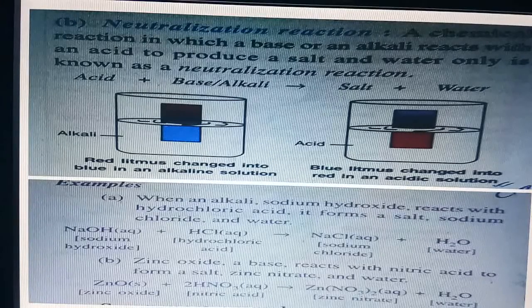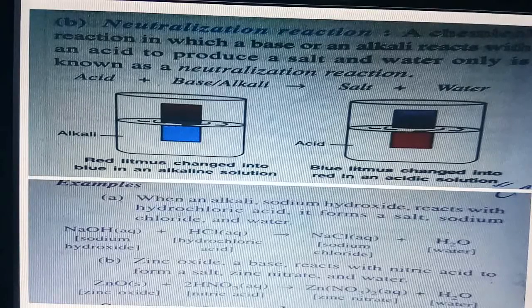So salt will have a basic part as well as an acidic part. Sodium is the basic part and Cl is the acidic part. Then it forms a salt, and then water is formed. Water is neutral and salt is also neutral. Then another example: zinc oxide, which is a base, reacts with nitric acid to form a salt, zinc nitrate, and water.